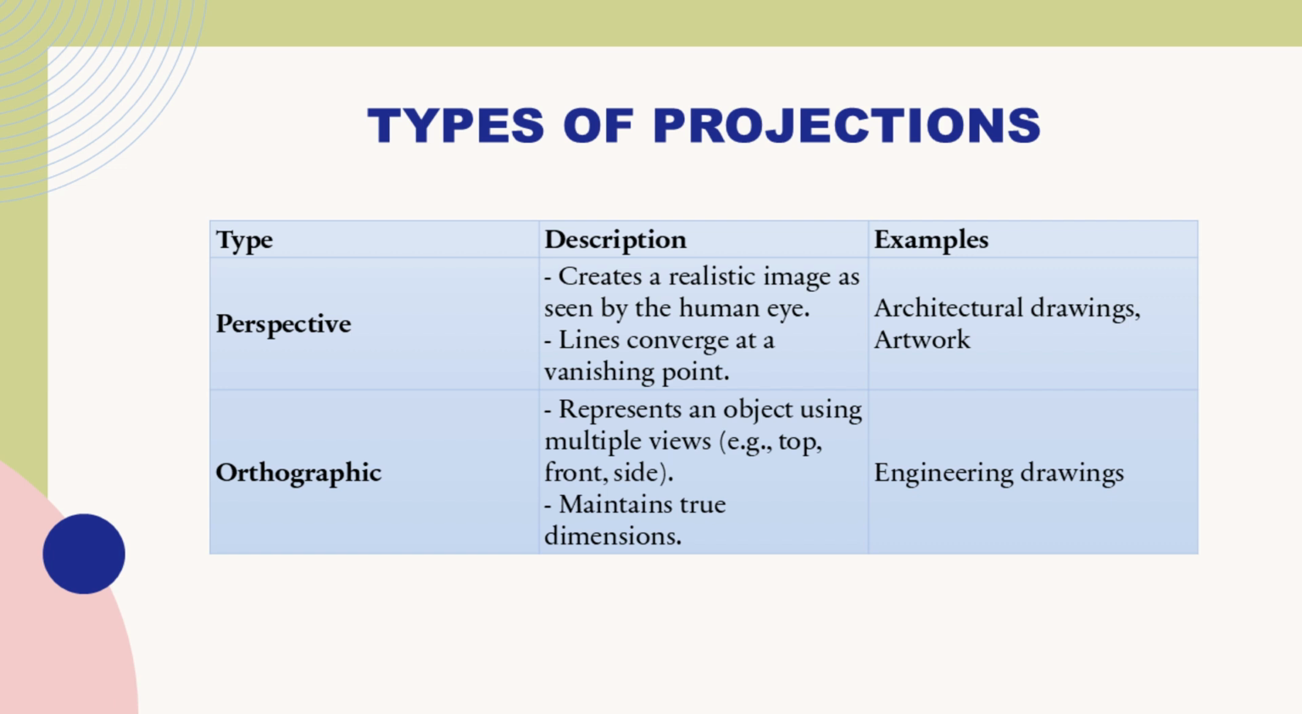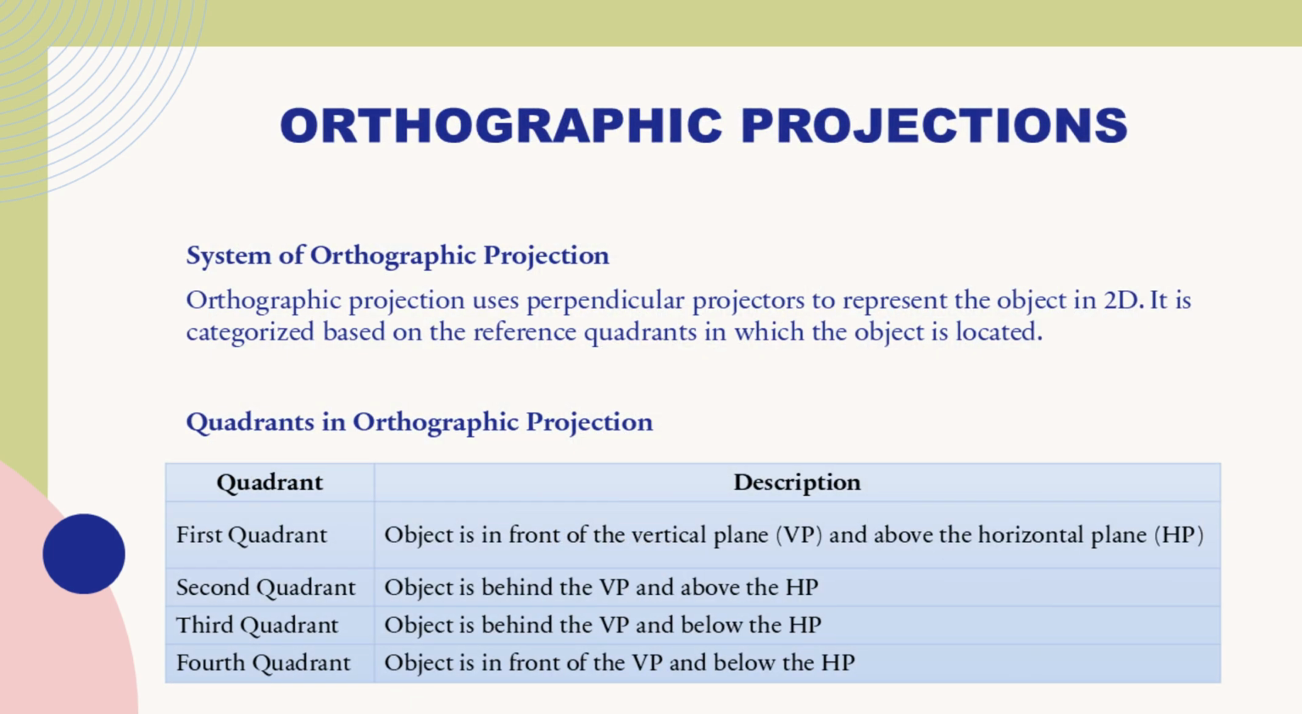Orthographic projection, more commonly used in engineering, represents objects using multiple views like top, front, and side, maintaining true dimensions. This method ensures accurate representation without visual distortion. Orthographic projection uses perpendicular projectors to represent objects in 2 dimensions.